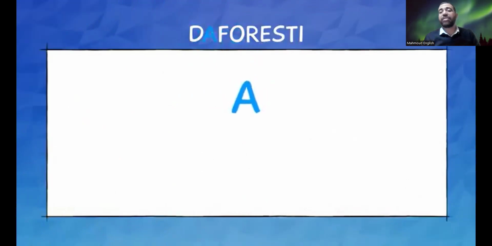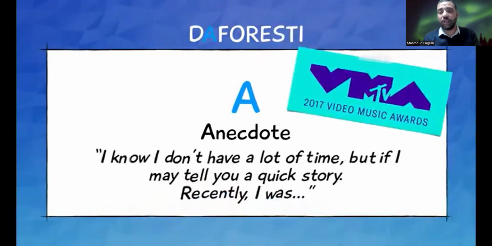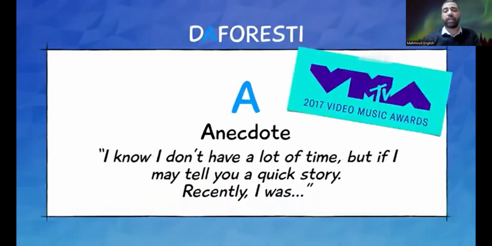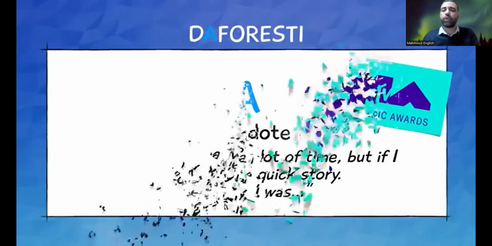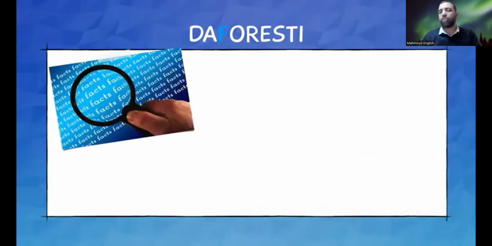D for direct address. A for anecdote. What does anecdote mean? Anecdote means a short story. And of course it will be written in the past, to convince him, to give him another technique, telling him about something that happened in the past. For example, I know I don't have a lot of time, but if I may tell you a quick story, recently I was... and tell him the story.